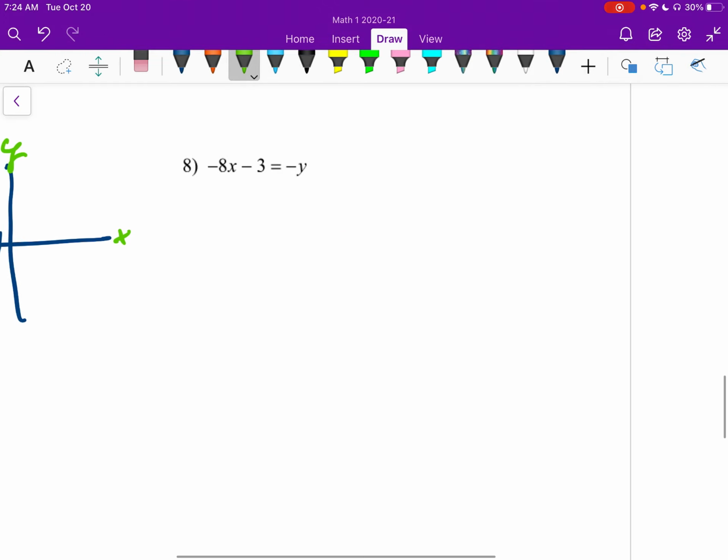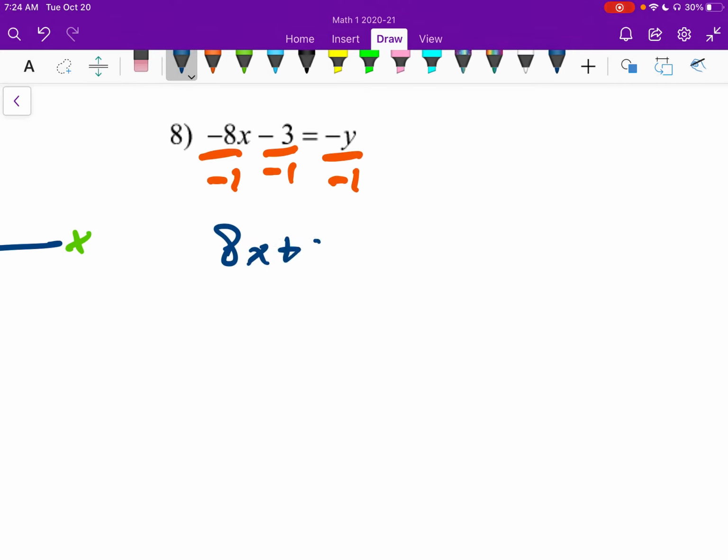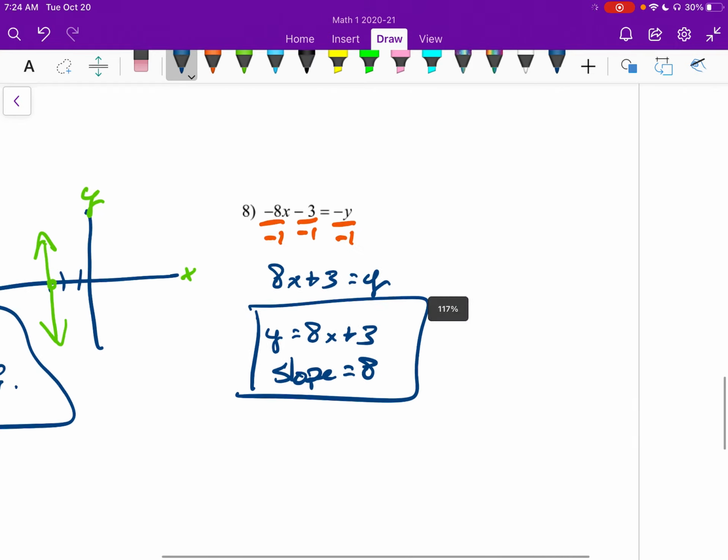All right, number 8, last one. Well, my y is already by itself. All I'm going to do is divide by -1 on everything, because there's a negative one in front of my y. So I'm going to get 8x plus 3 equals y. Well, that's the same thing as y equals 8x plus 3, and my slope is 8. All right, that's that.